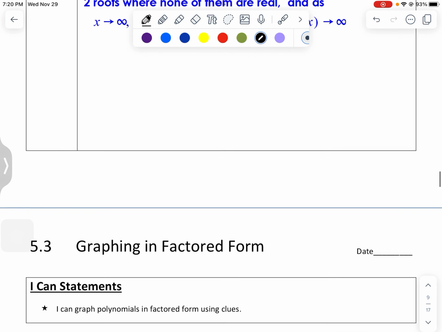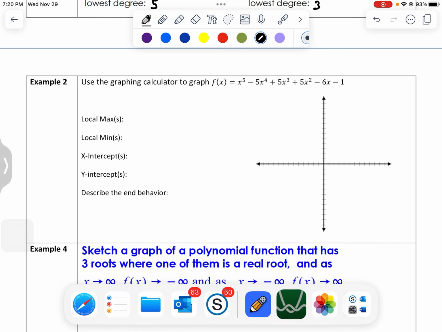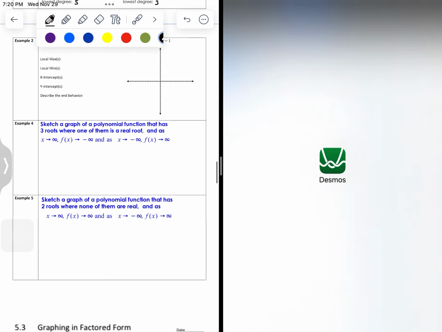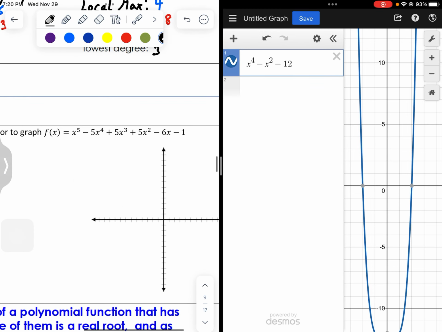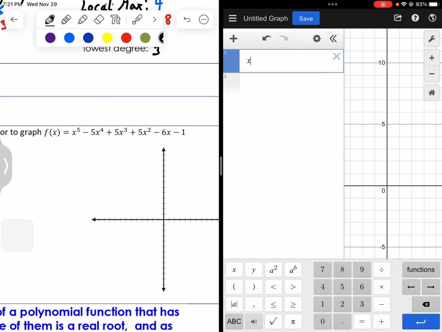All right, the last bit here is going to be to use our graphing calculator. I'm just going to use Desmos again since that's what we used in the last video. And Desmos is going to give us some accurate points for a lot of these. It's pretty nice. All right, the hardest part is just typing it in. Just be really careful as you're going through. You don't want to mistype anything.